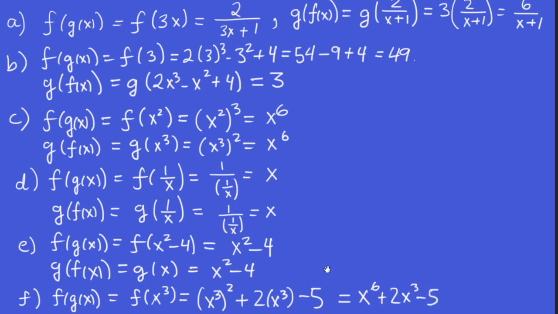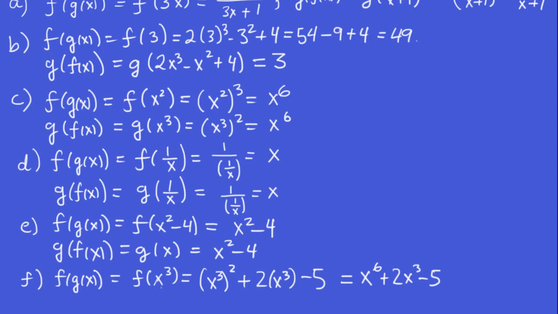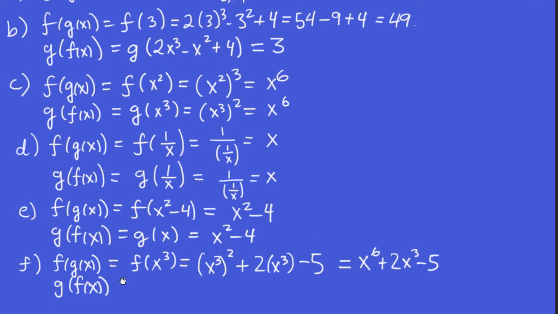And for the last one, g at f of x, what happens there? Well, f of x is this quadratic. And what does g do to it? It cubes it. g cubes anything that we put inside those brackets. And we will not multiply that out. It's fine the way it is. And that completes this question.